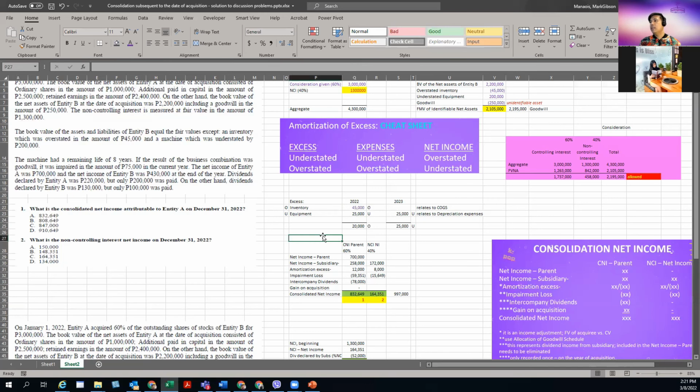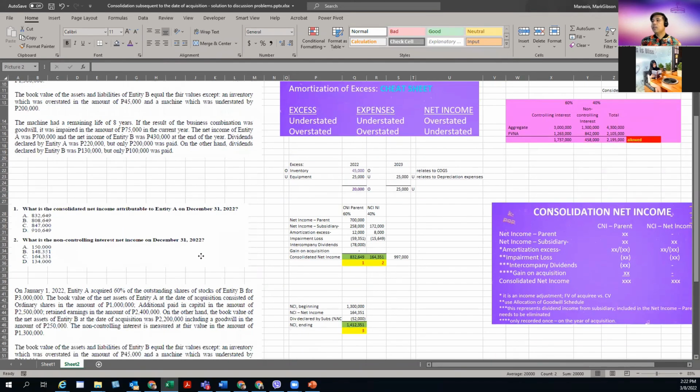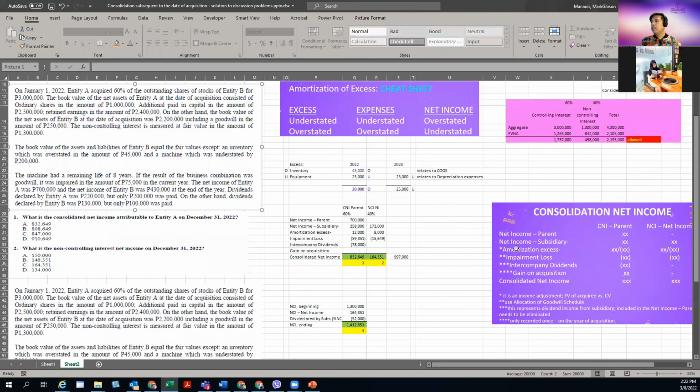So the equipment is understated. So expenses is also understated, pero by how much? So sabi natin, magkano ba yung understatement sa equipment? 200,000. But it has a remaining useful life of 8 years. So that's 25,000 understated. So kunin natin yung total impact. So that's 45,000 overstatement and the 25,000 understatement. So that would be 20,000 overstated. So kung meron na tayo niyan, puntahan na ngayon natin yung calculate yung template natin sa consolidated net income.